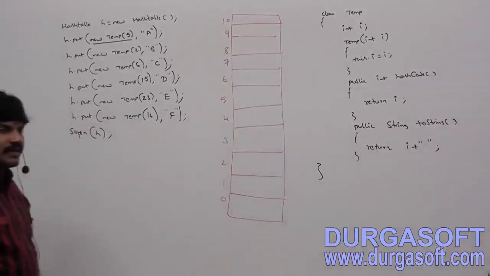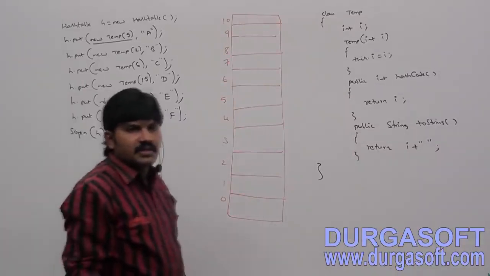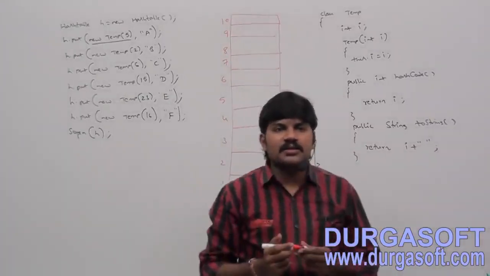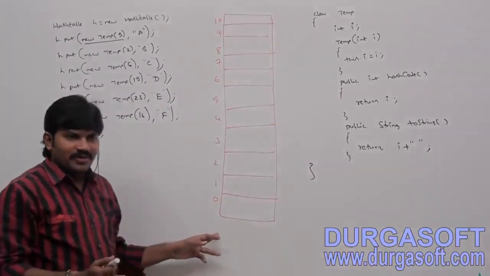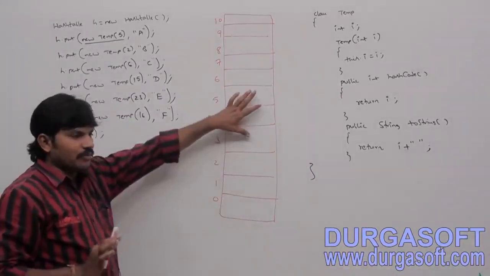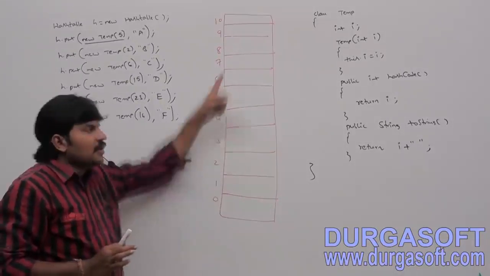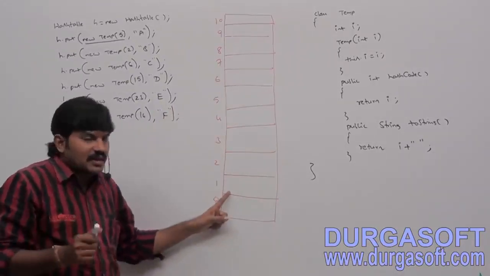We are getting 0 to 10. How many buckets are there? 11 buckets are there. Bucket is the technical term in hashing, I'm not using some normal layman word. Total how many buckets are there? 11, because the size is nothing but 11.